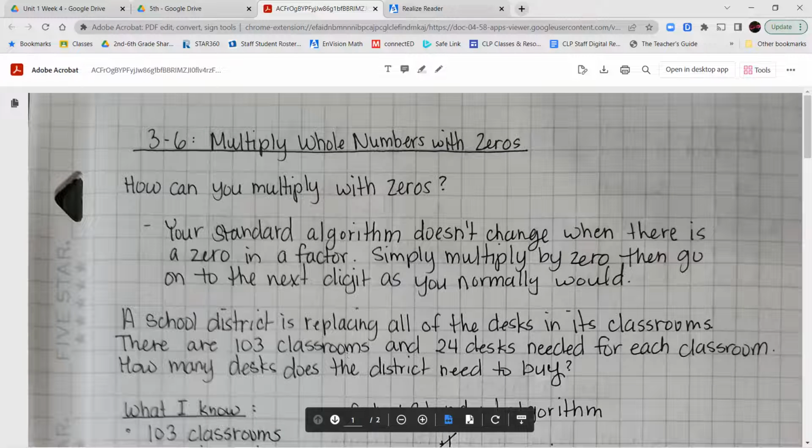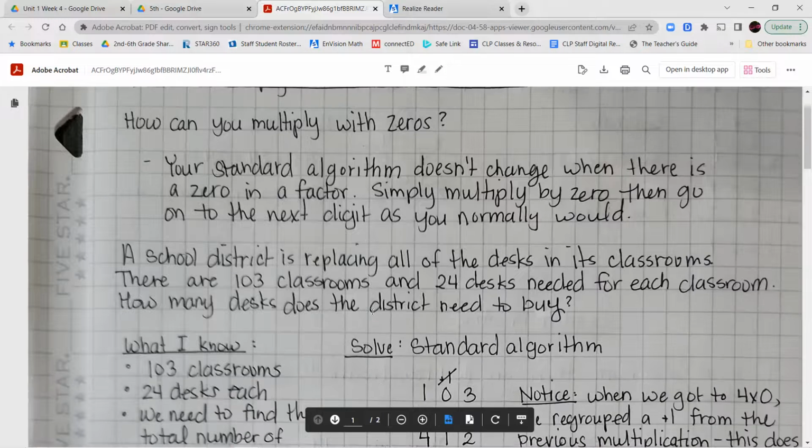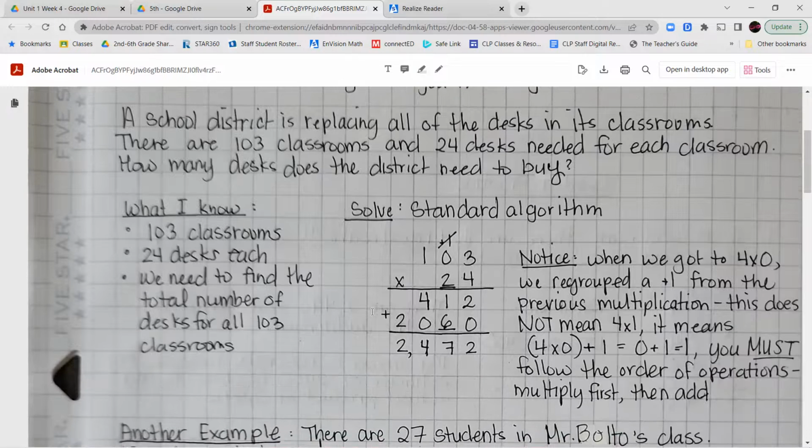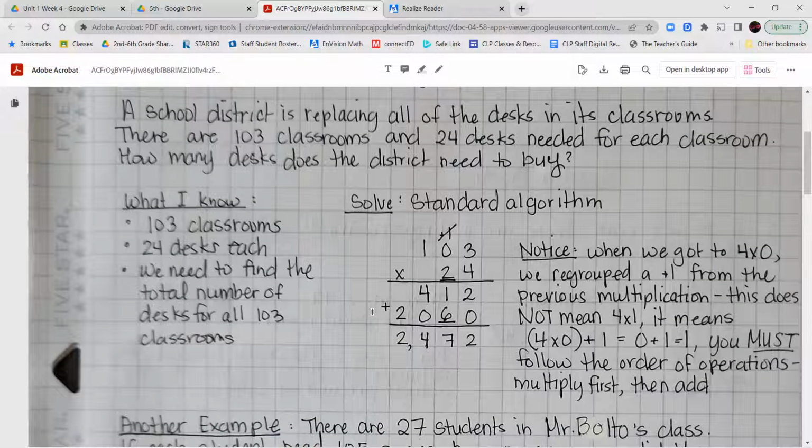Our notes for this lesson: our focus question asked, how can you multiply with zeros? So your standard algorithm doesn't change when there's a zero in one of your factors. You just multiply by the zero, and then you go on to the next digit the same way you normally would. Let's look at our first example.